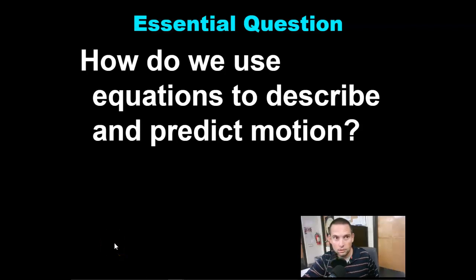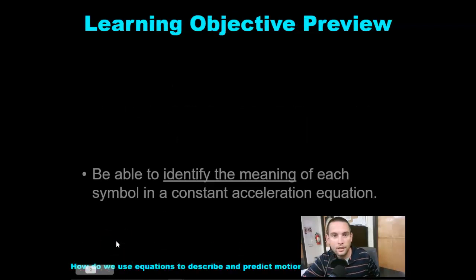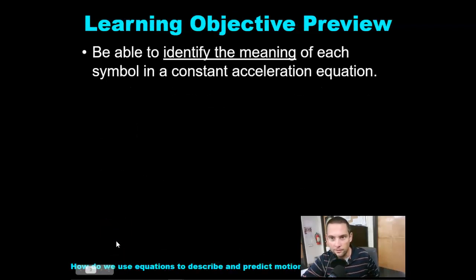Point 3. Constant acceleration equations. How do we use equations to describe and predict motion? This is going to lead us to make a lot better predictions using these equations. Here are some of our objectives.